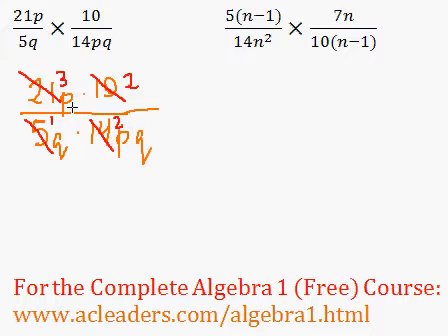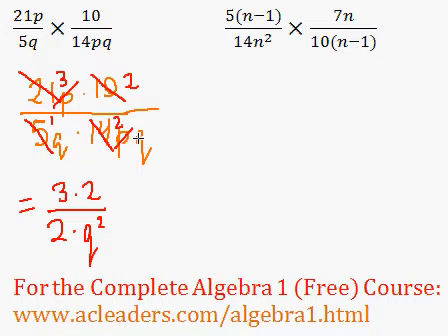Okay. Now, I also have a p over here and a p over there. P divided by p, 1. So they cancel out as well. So far, we have 3 times 2. And down at the bottom, we have 1 times q times 2 times q. So that's just going to be 2 times q squared. Because q times q is just q squared.